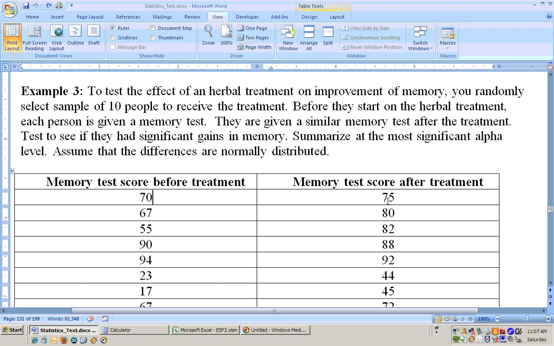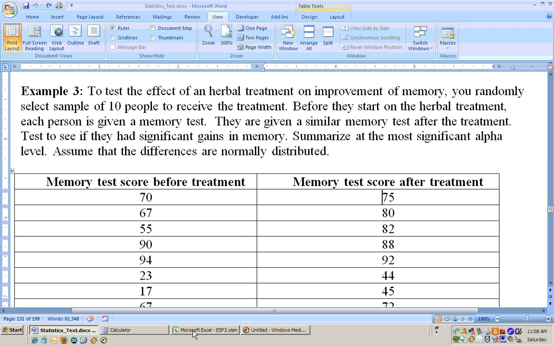Even if we didn't get a negative here, we're testing to see if this is significantly higher than this, because we're seeing if their memory score is significantly higher after they took the treatment than before. So even for some people that maybe went the opposite way, we're checking to see if they did go this way. So when we subtract a score minus a higher score, you get a negative number. So we're going to be doing a left-tail test.